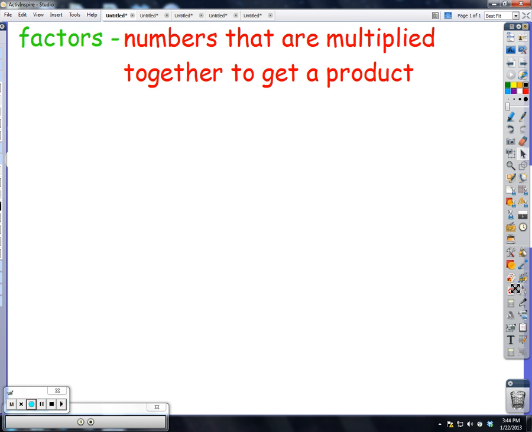Factors are the numbers that are multiplied together in order to get a product. So for example, if you wanted to find the factors of 12, you could say 2 times 6 equals 12. So 2 and 6 would both be factors of 12. Of course, there are more than just these two factors for the number 12.